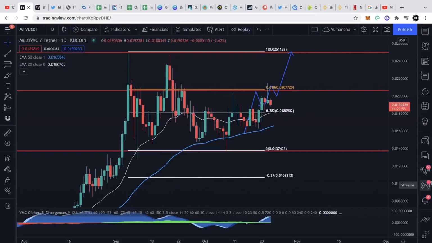Hi guys, welcome to Operation Crypto and this price analysis update on MultiVAC, which is ticker MTV. We'll take a look at the asset in both USDT and the BTC pairings and identify a few key levels where we could potentially invest and where we could look to take profit or accumulate.